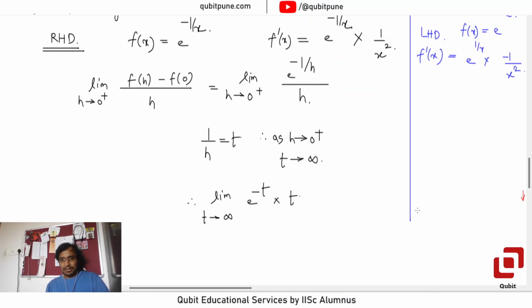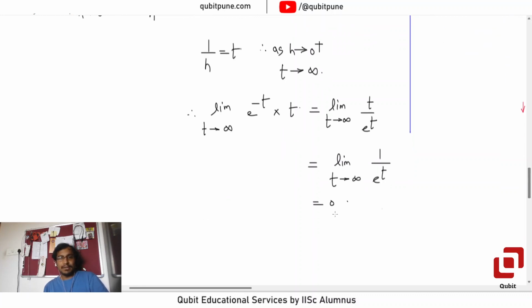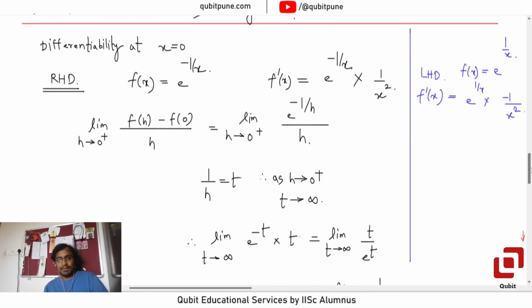I hope you understood that. Right? Okay, great. Now I can apply L'Hospital here. It will be 1 upon e raised to t, and that will be 0. Yes, so right hand derivative is 0.